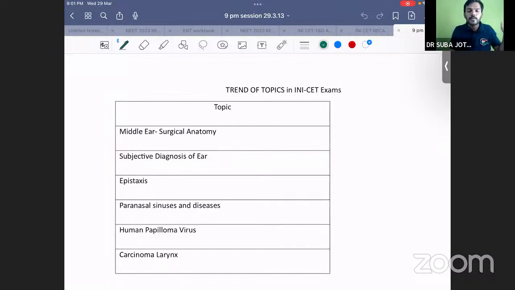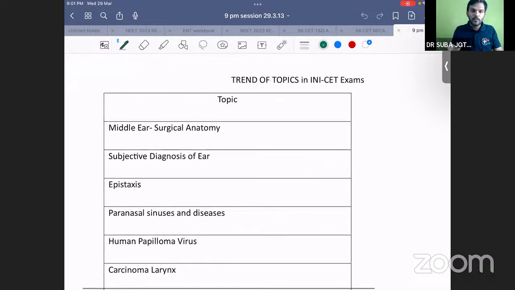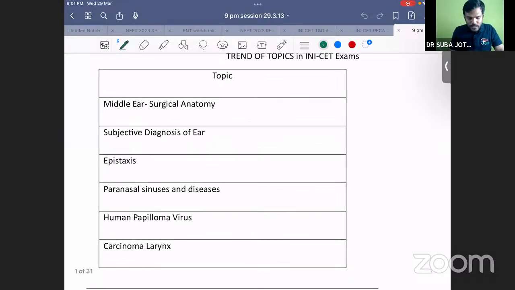So previously AIIMS, now INI-CET, whatever exam it was, there are a few topics from which most of the questions have been asked. So instead of discussing the questions alone in a haphazard manner, I thought that I'm going to discuss a few topics which had more questions asked over the last 5 years, including INI-CET as well as AIIMS papers. So these are the 6 trending topics.